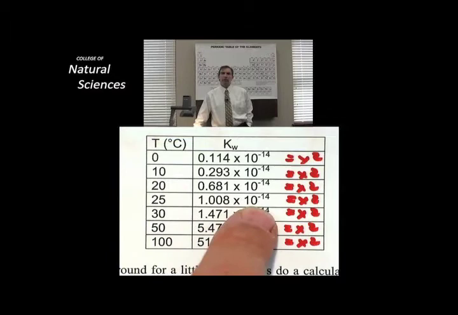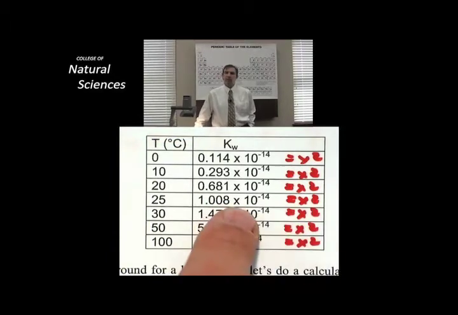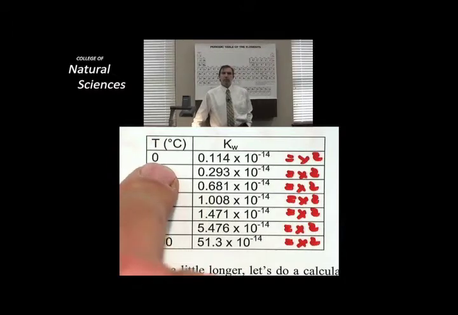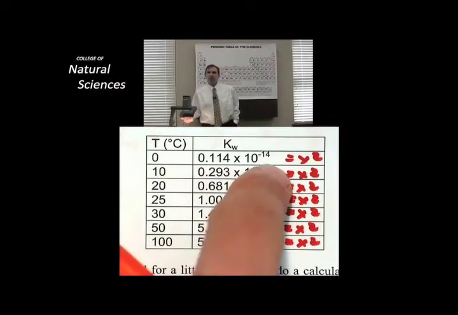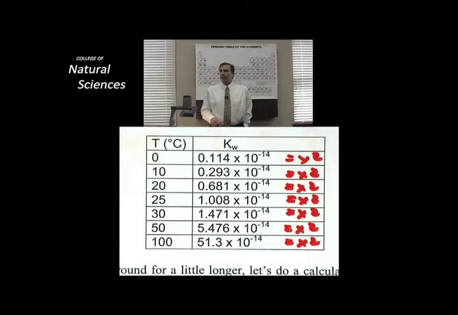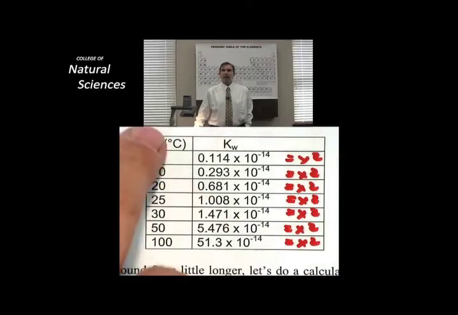Room temperature, simple enough, square root of 10 to the minus 14, 10 to the minus 7, so the pH is 7. The pOH is 7. Now let's go down to ice water temperatures. 0.1 times 10 to the minus 14, oh, that's 10 to the minus 15. How do you do the square root of 10 to the minus 15? Oh, simple. You get to divide by 2. 10 to the minus 15 divided by 2 is 10 to the minus 7.5. Therefore, the pH and the pOH of ice water are 7.5.